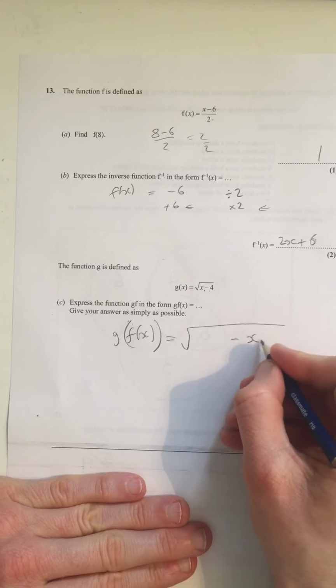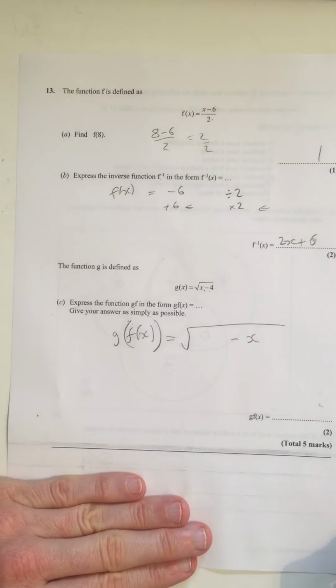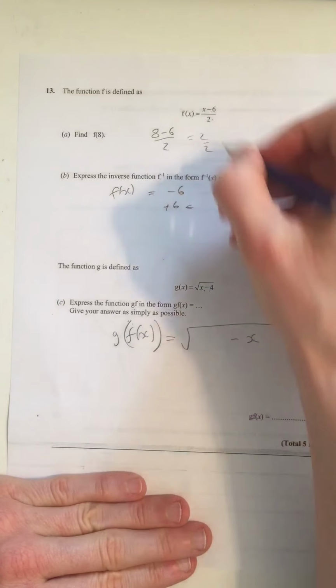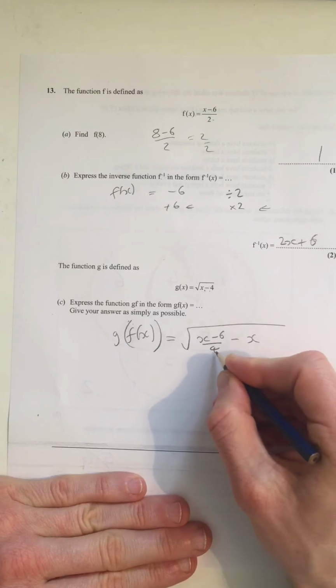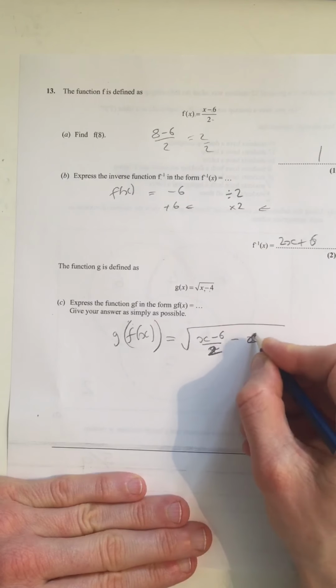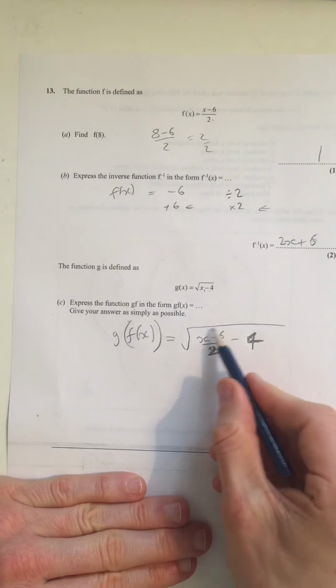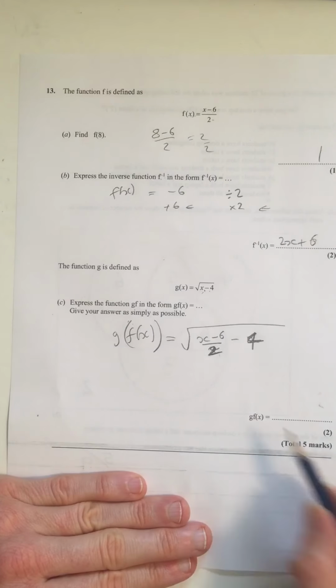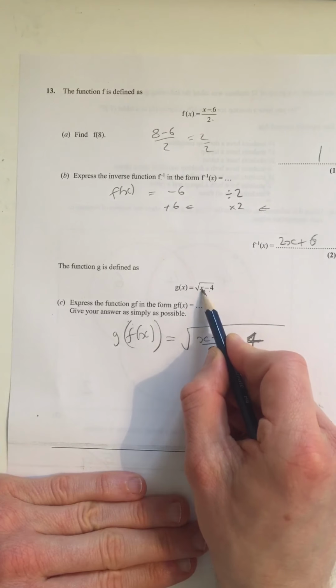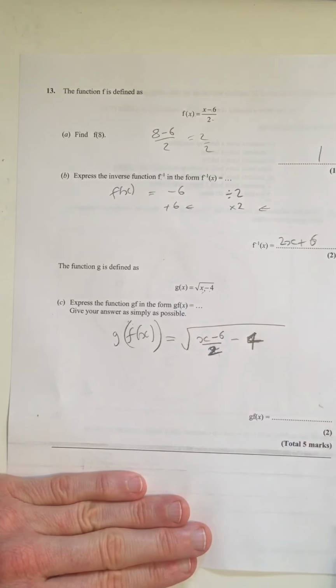So instead of having an x here, I'm going to have the f function, which is (x minus 6) over 2, take away 4. So here's my x, the minus 4 is there. So I've substituted f in instead of the x in the g of x function.